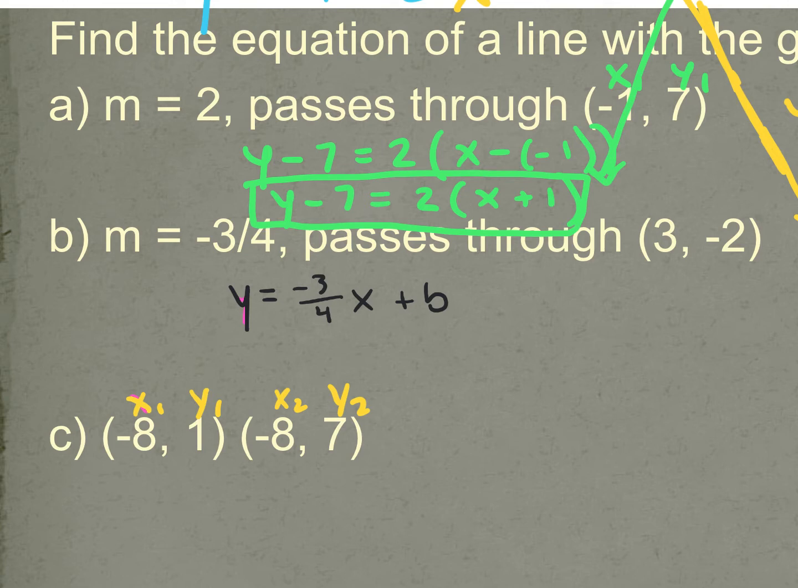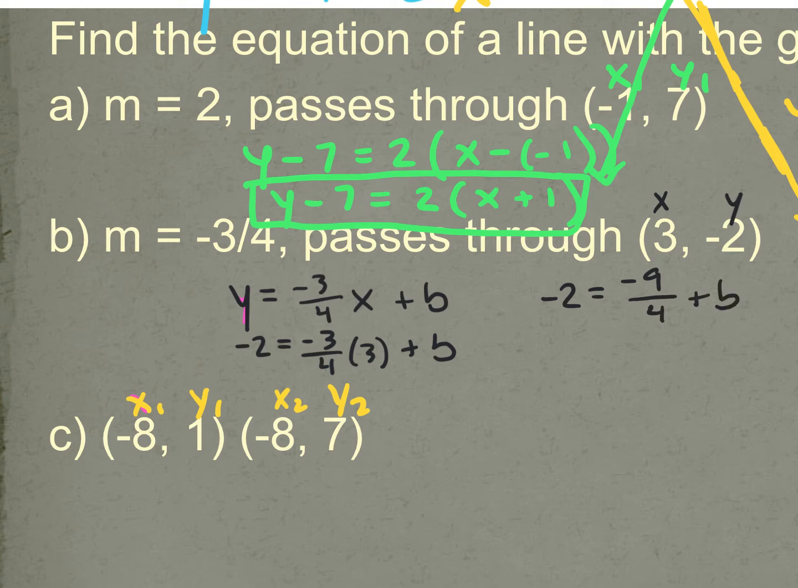How can I find my y-intercept? How can I find b? With what I have here, how can I find b? Plug in x and y and solve for b. Awesome. This is my x and this is my y, so I can just plug them in and solve for b. So I have -2 is equal to -3/4 times x, which is 3, plus b. So I can simplify. -2 is equal to -9/4 plus b.